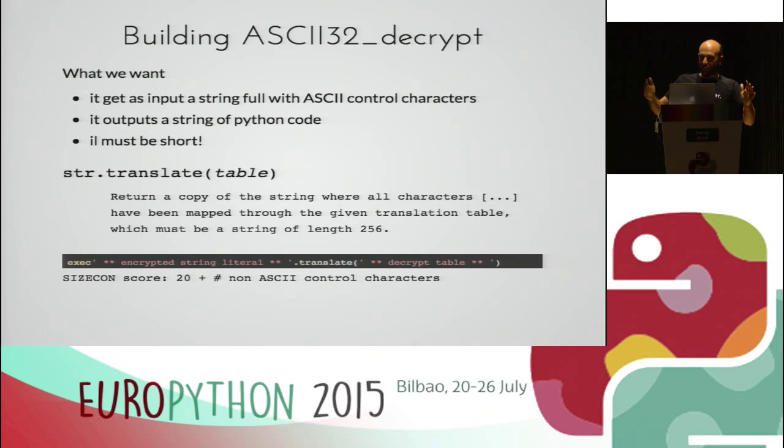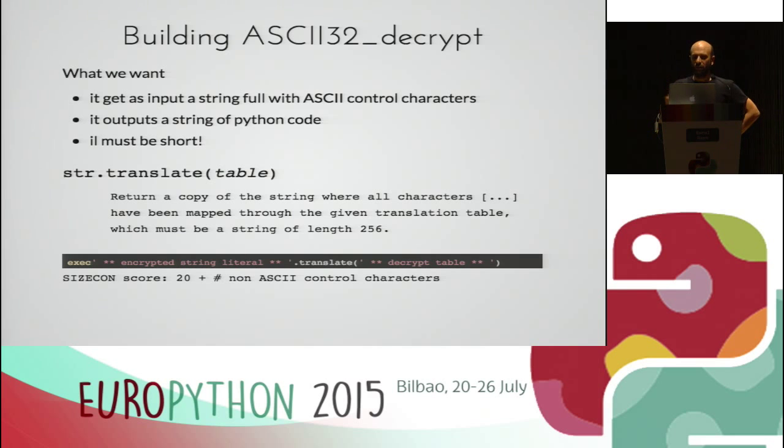Now, the translation machinery, our exec plus the decryption, is 20 characters, plus the number of non-ASCII contrived characters that we need to put into the decrypt table. I mean, code is written with ASCII above 32, so we will need to put some of those into the decrypt table. So we spend 20 characters, and let's see how many characters we need to make an ASCII control character string become some nice code. This is how you do it, and I leave the details.